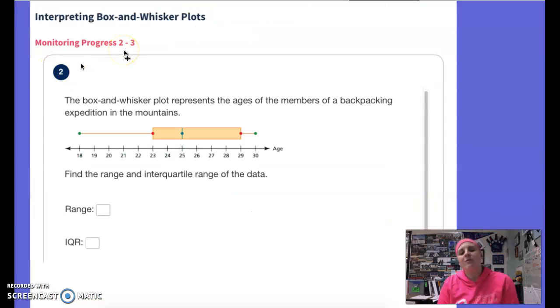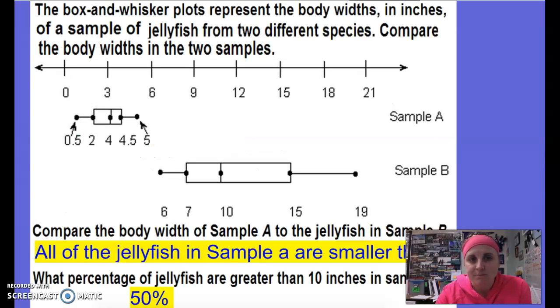This is a great time for you to hit pause and complete monitoring progress 2 and 3. It is very doable with where we're at. But if you want to just wait, we can do 2, 3, and 4 at the end here. So here, what happens when we put 2 Box and Whiskers on one number line?